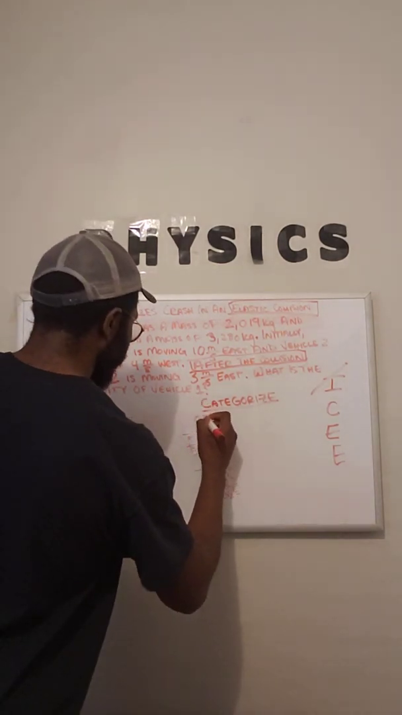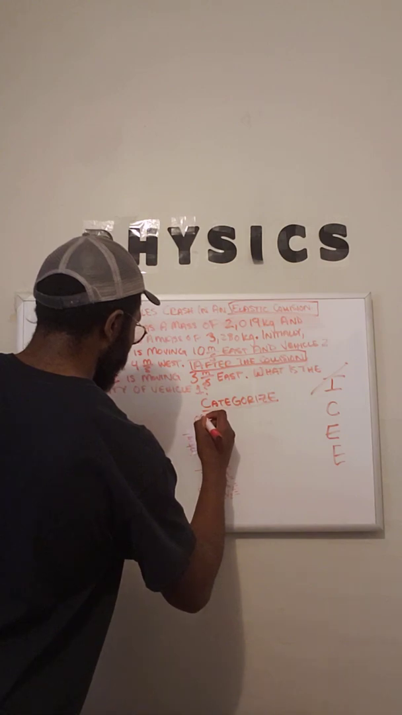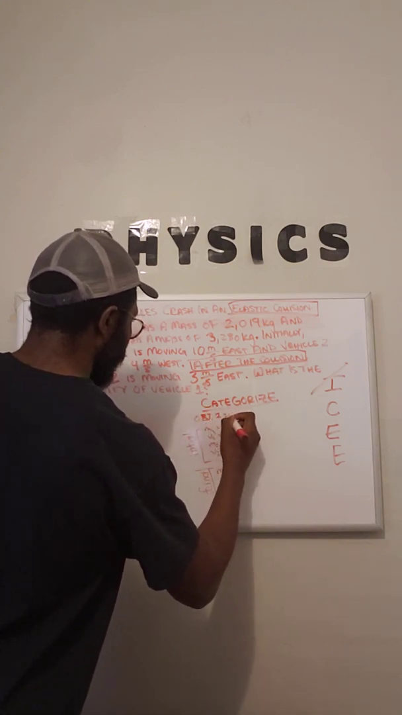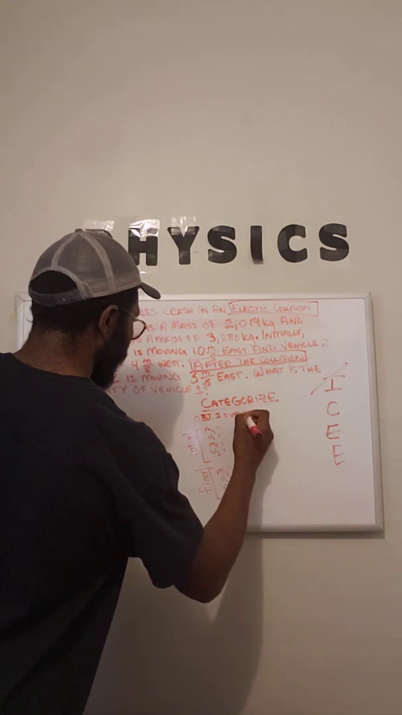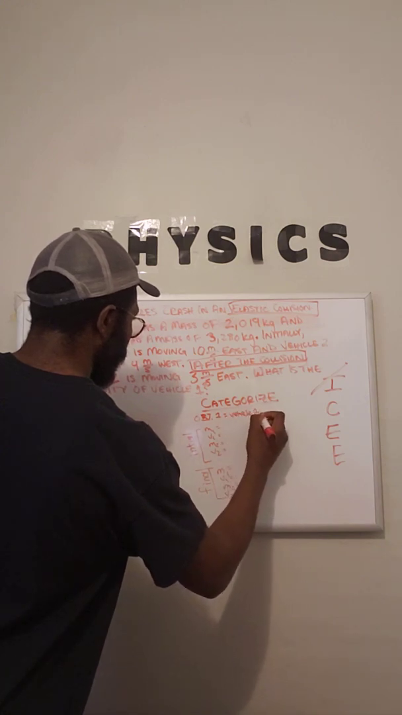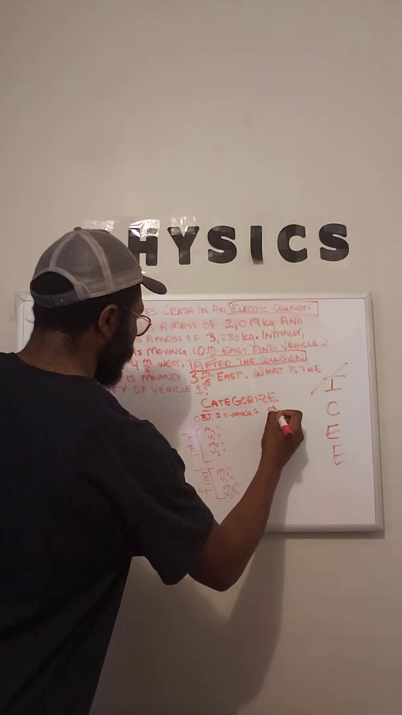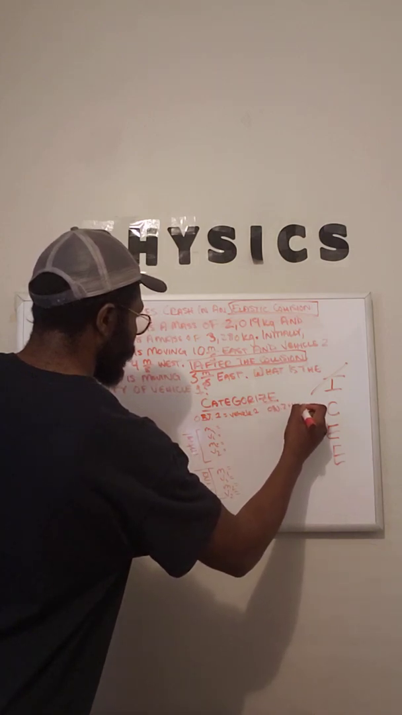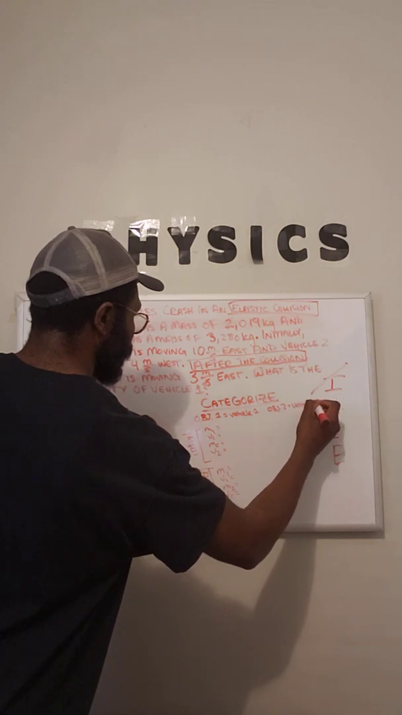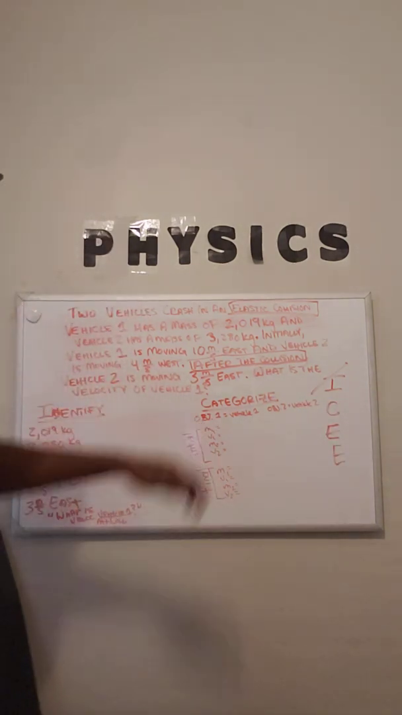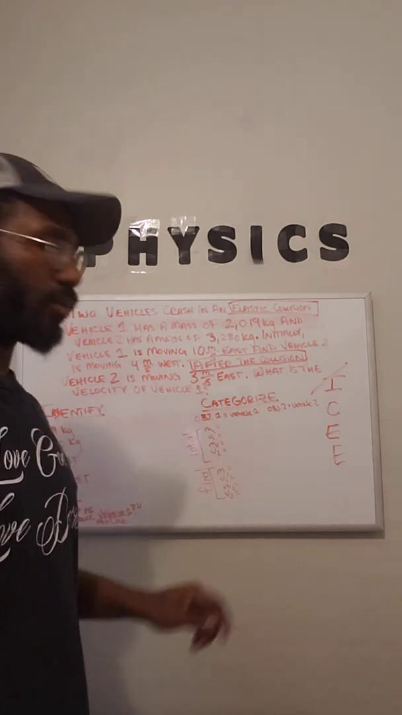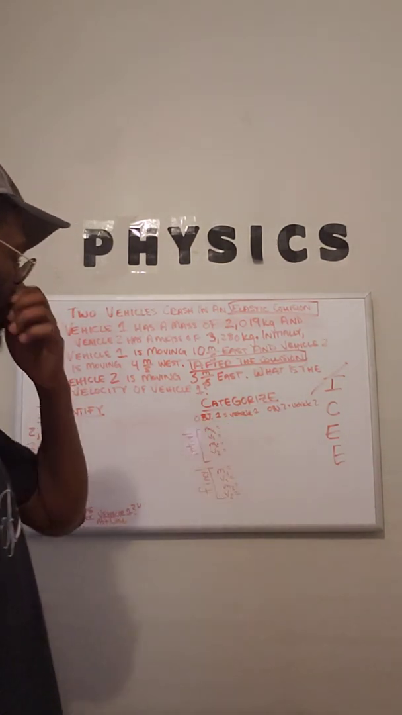So I'm going to say object 1, OBJ1, is vehicle 1. And then object 2, OBJ2, is vehicle 2. All right, real simple. So all of our 1s are going to be values for vehicle 1, and all of our 2s are values for vehicle 2.